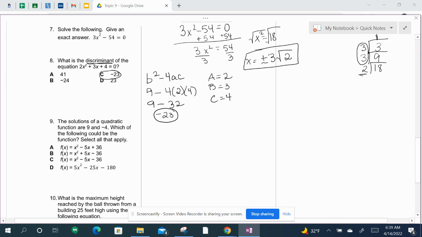And so when I get a negative discriminant, that tells me this problem would have no solutions. Remember, a discriminant that's positive tells me two solutions. That's what we're used to having. A discriminant that's 0 tells us there's only one solution, and a negative discriminant tells us there's no solution.